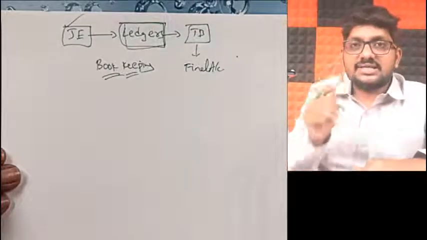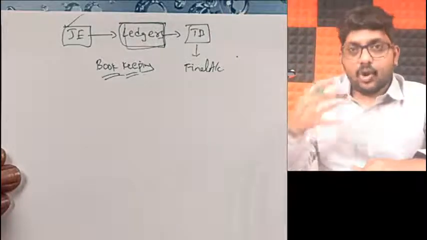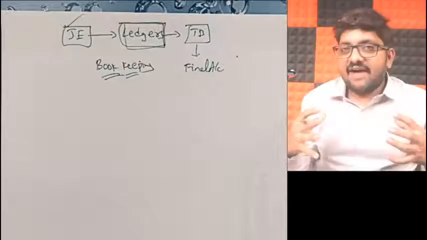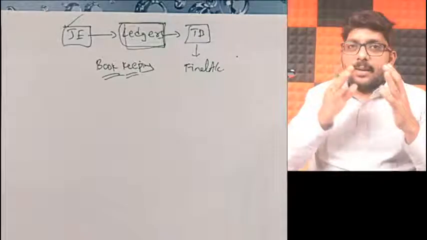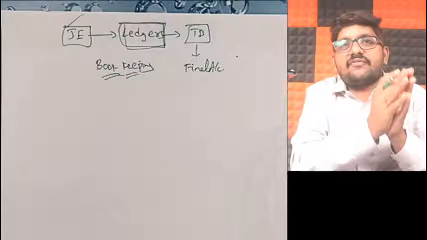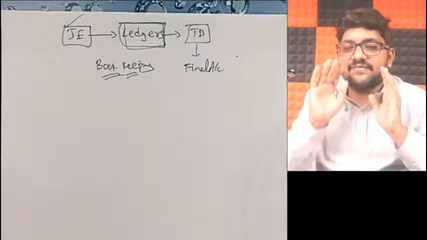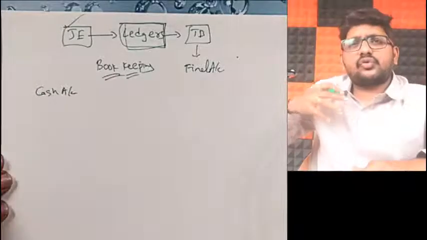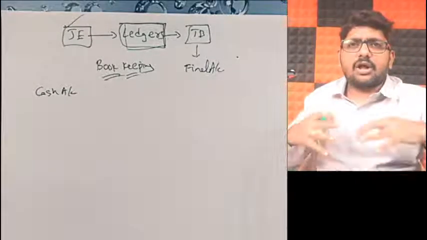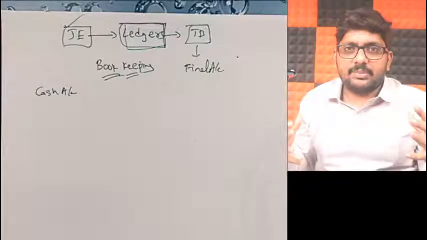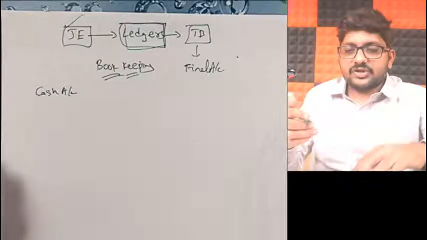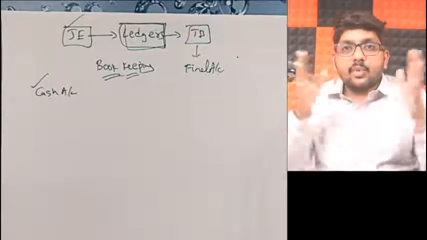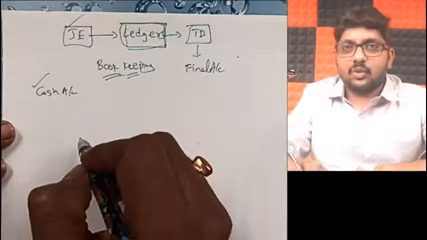A ledger is a separate book, my dear friends. Depending on the amount of transactions we have, we provide pages exclusively for particular accounts. Say for example, cash account. Cash account in our business will have lots and lots of transactions in our books. So I will make a separate book for cash, or I will allot more number of pages to make the cash account ledger separately.